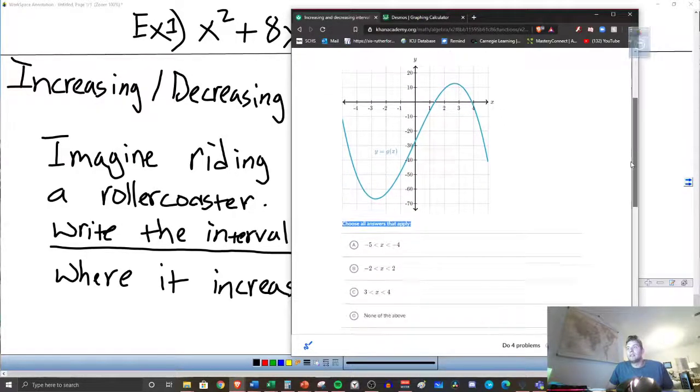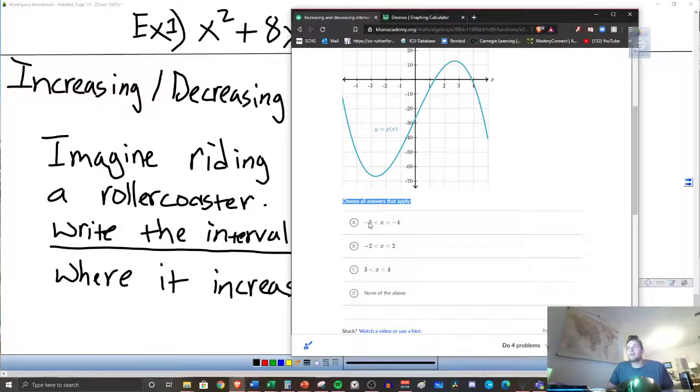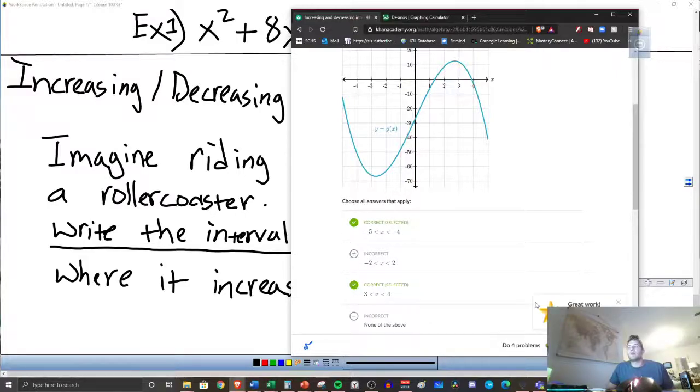Well, look at how it has this. So in this notation, between -5 and -4, is that true? Yes, definitely. Between -2 and 2, it's increasing, so no. How about 3 to 4? So from x value 3 to 4, yes, it's decreasing. Let's check our work. We got it.